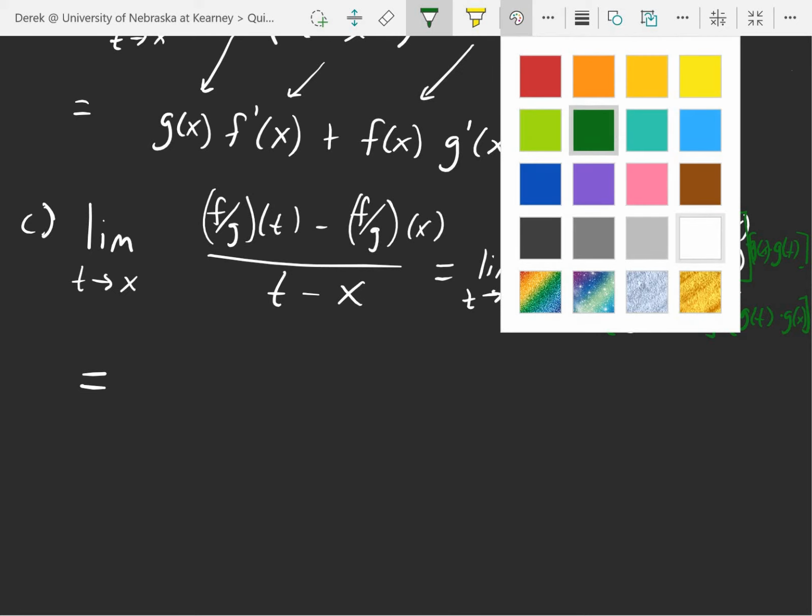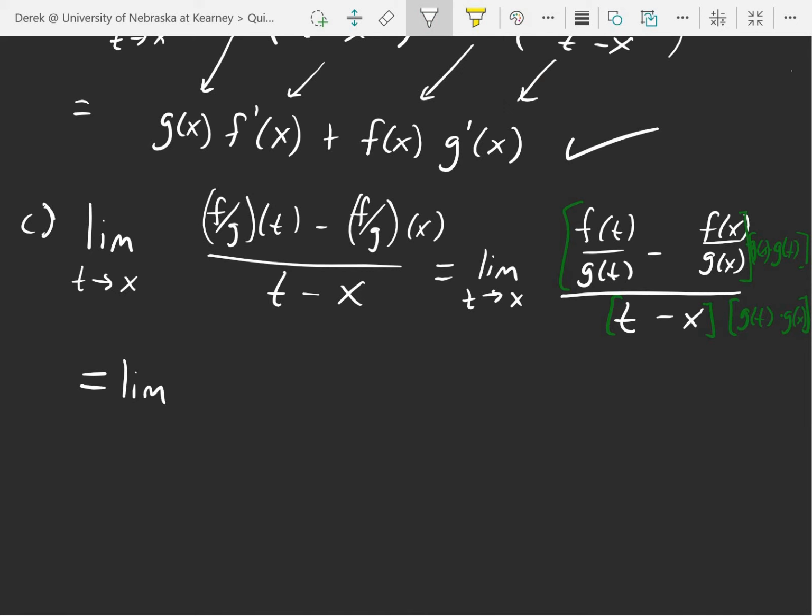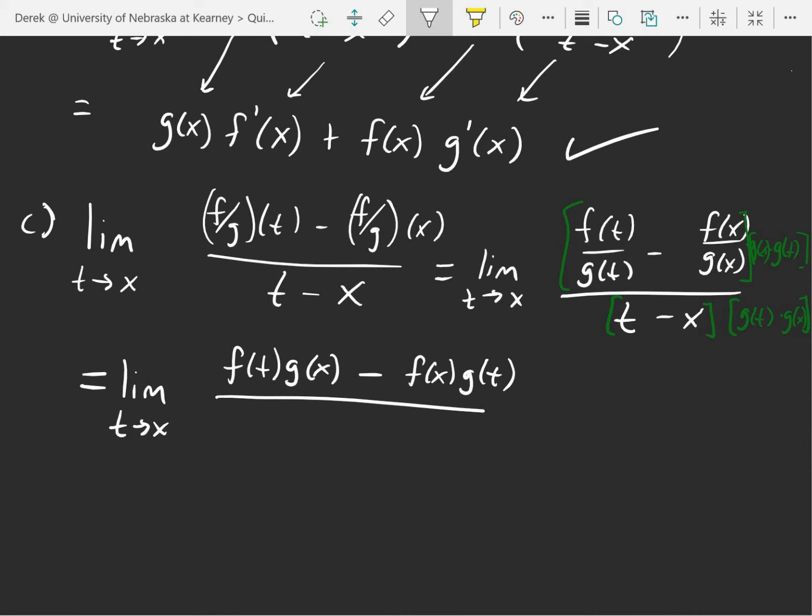Okay, that's going to give me the limit as t goes to x, multiplying f of t over g of t times g of x, g of t. That's going to give me f of t g of x, denominator's cleared, minus, denominator there clears, but I get f of x g of t, and then I've got t minus x in the denominator here, and I'm just going to multiply by g of t g of x.